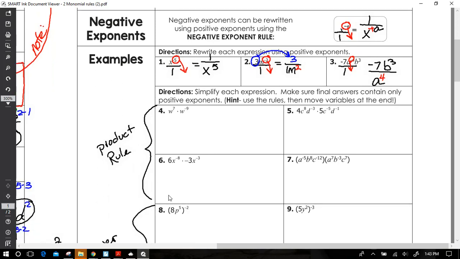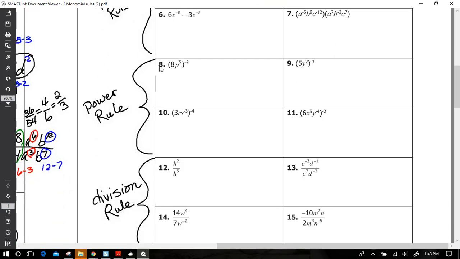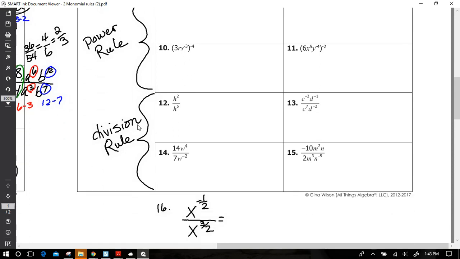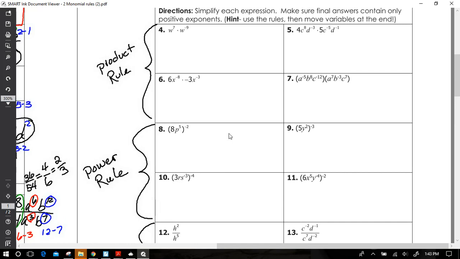Now, I want you to notice that I've broken these up for you. So the first 4 will be all the product rule, practicing with negatives. The second set of 4 will be all the power rule, practicing with exponents. And then 12 through 15 will be the division rule. All right. So let's start with the product rule.